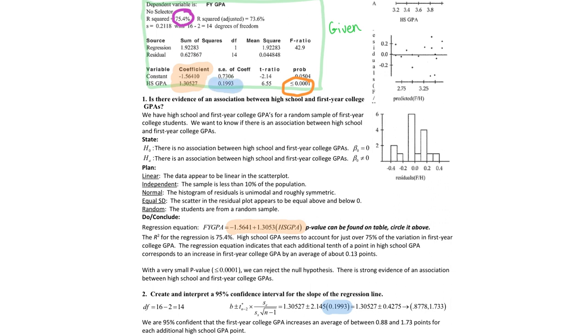Notice that it says right here, the standard error of the coefficient. Well, we want the standard error of the slope, and that's going to be that value right there. So that's where they got that from. We've got some range here, between 0.8778 and 1.33. So remember, our null hypothesis was 0. 0 does not fall within this interval, therefore that's why we rejected. We are 95% confident that the first year college GPA increases on average between 0.888 and 1.73 points, each additional high school GPA point.